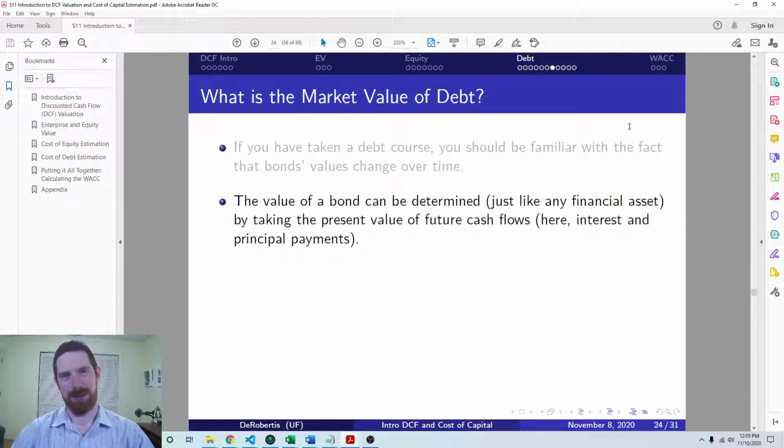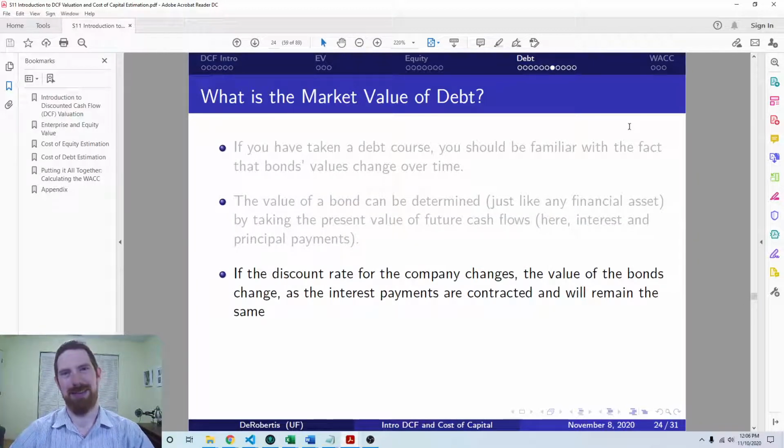When we think about the value of debt, be it a bond, bank loan, whatever else, we can determine its value just like any other financial asset. Any asset that pays cash flows, we can always just take the present value of those future cash flows, and that will get us the value of the asset. So for a bond, it's going to be the regular interest or coupon payments, and then the final principal plus coupon payment in the last period that we use to determine the value of the bond.